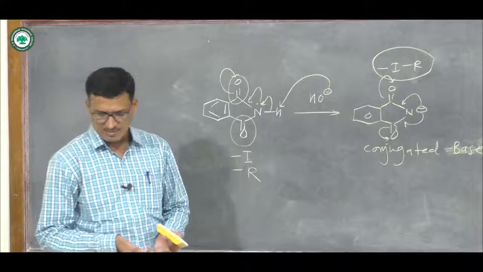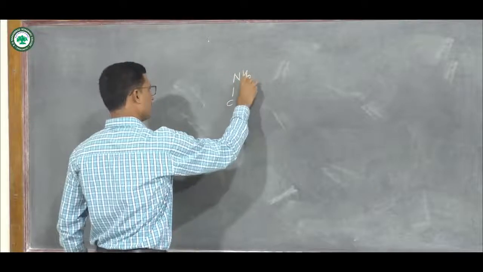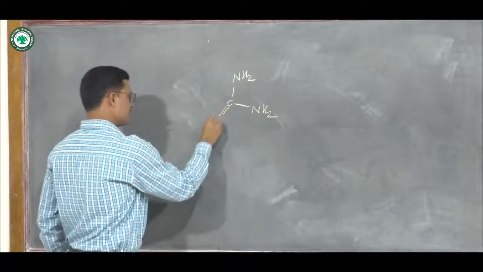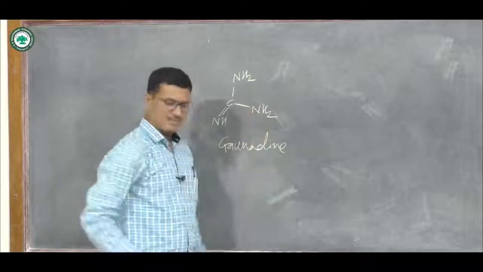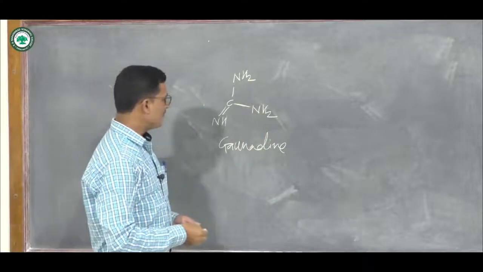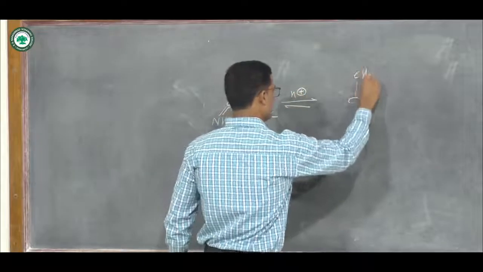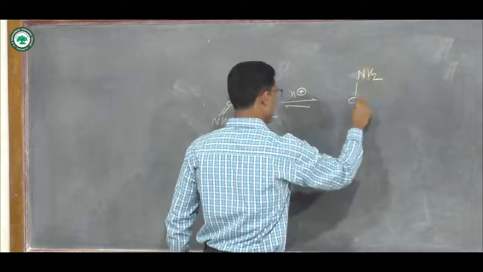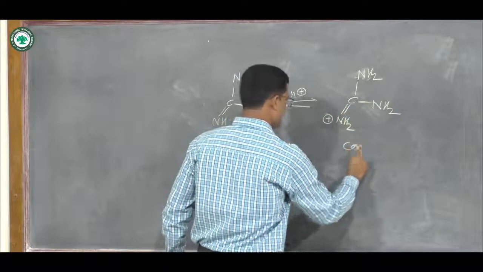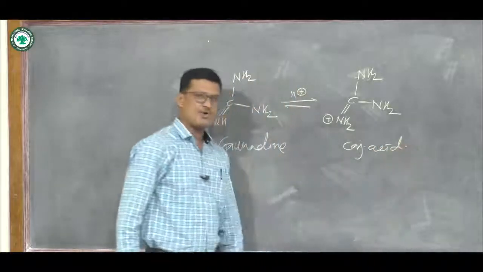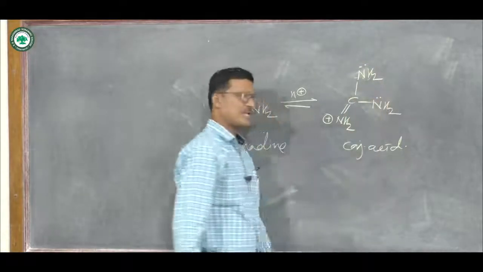Then the next example, we think about guanidine, and we write a structure of guanidine. We take this one, this is the structure of guanidine. What happened in case of guanidine? And we remember, when guanidine takes the H plus, then there is a formation of this conjugated acid. And we already know this conjugated acid is well stabilized by these two NH2 groups.